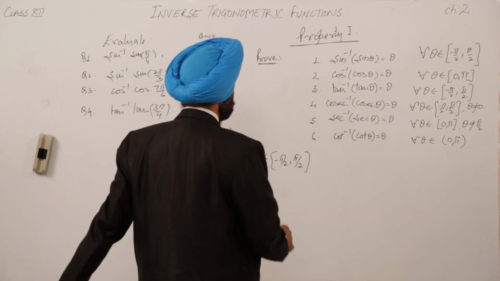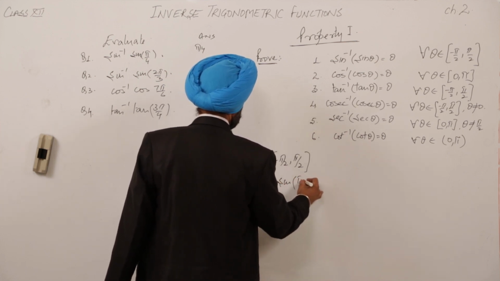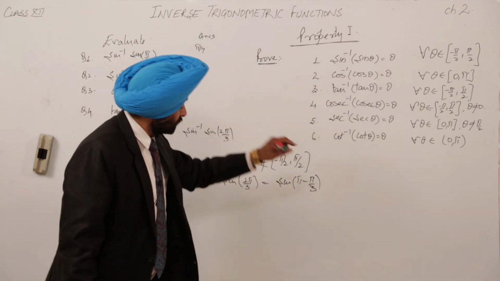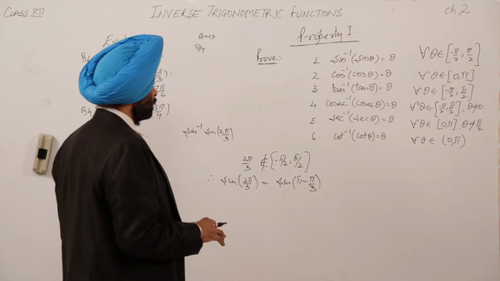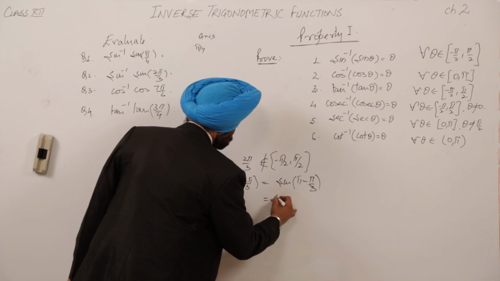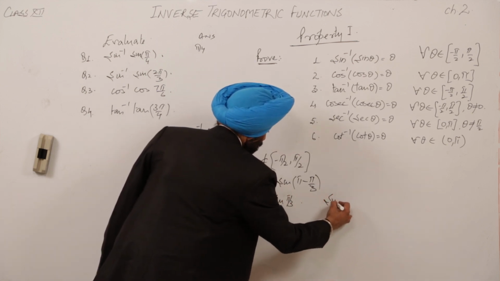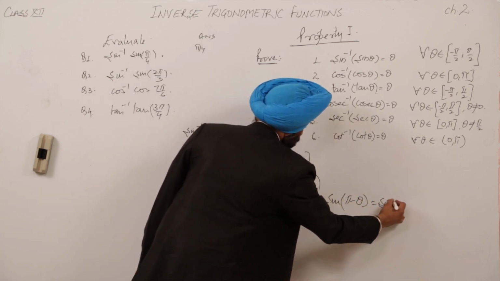Okay, can we convert it? Yeah, of course we can. Sine pi minus pi by 3. Now when you are taking the LCM for pi minus pi by 3, what is left? 2 pi by 3. Okay, now sine pi minus pi by 3 is what? Sine pi by 3. Now you can write sine pi minus theta is equal to sine theta.